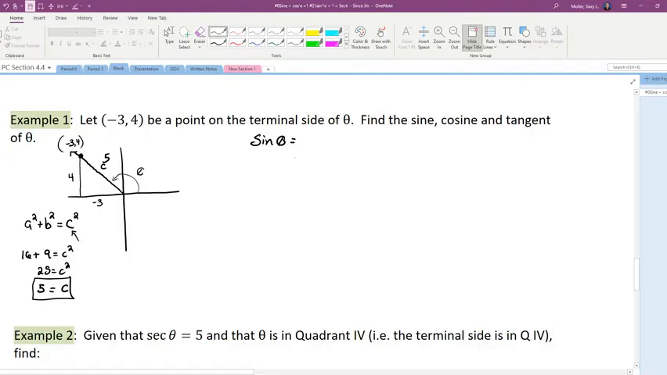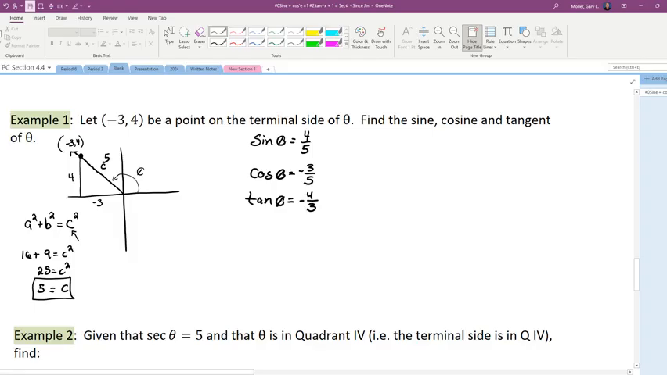So now we just use our triangle. The sine of theta is going to be 4/5. The cosine of theta, pay attention to positive and negative. The x value is negative, so this is -3/5. And the tangent of theta would simply be opposite over adjacent. So that would make it -4/3.